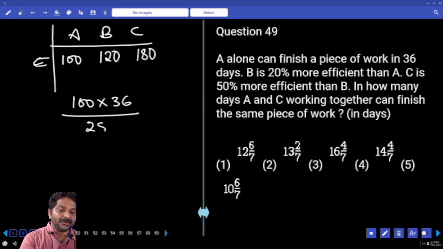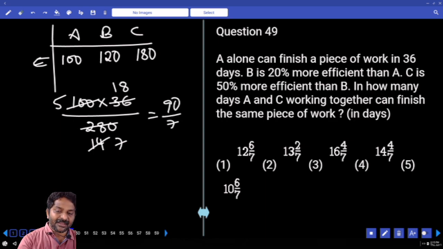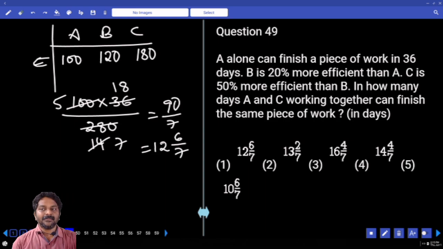A and C together will do 280 per day. Yes, 20, 5 times 20, 14 times 2, 7 times 2, 18 times, which is equal to 90 by 7. 12 times 84.